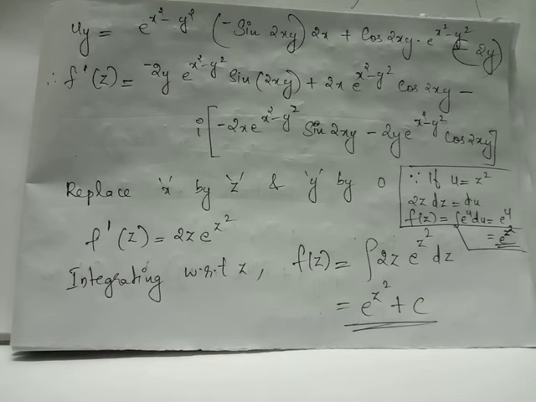Using substitution, we have u equals z square, 2z dz equals du, so that f of z equals integral e raised to u du, which is equal to e raised to u. By resubstitution, you obtain f of z equals e raised to z square plus c, where c is any constant. So this is the shortcut method proposed by Milne Thomson to obtain an analytic function when you are given either the real or imaginary part in the question.